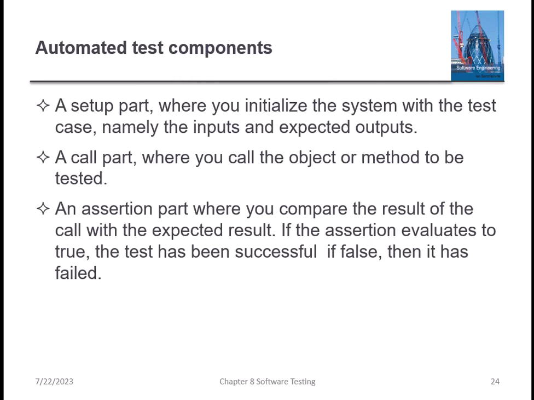Automated test components: a setup part where you initialize the system with the test case, namely the input and expected output, as I stated. A call part where you call the object or method to be tested, and an assertion part where you compare the result of the call with the expected result. If the assertion evaluates to true, the test has been successful. If false, then it has failed.